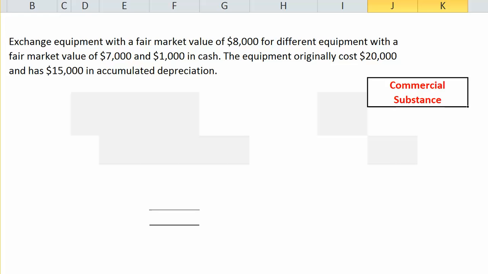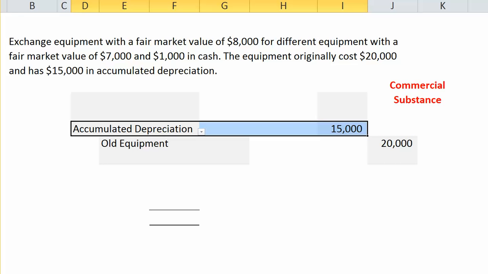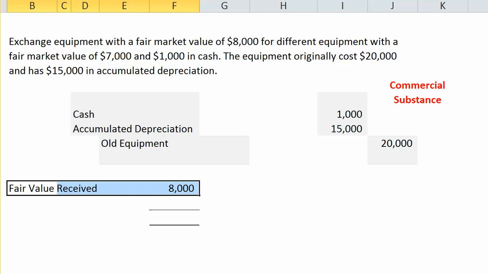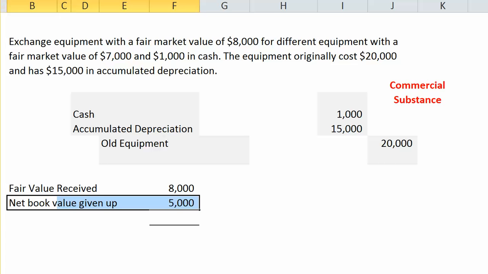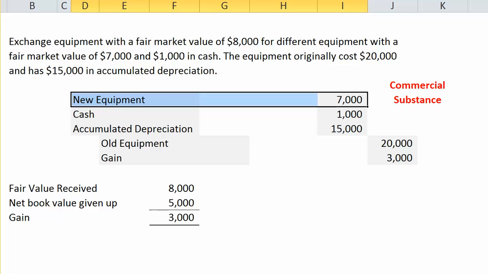And so let's go ahead and take a look at our transaction, assuming that it has commercial substance. As always, take off the old equipment, take off the accumulated depreciation, record the cash that we received. Now let's go ahead and calculate our gain. We received fair value of $8,000. That's $7,000 in equipment and $1,000 in cash. The net book value of our old equipment was $5,000, which means we have a $3,000 gain. And since there's commercial substance, we record the entire gain, and our new equipment will be recorded at its fair value of $7,000.